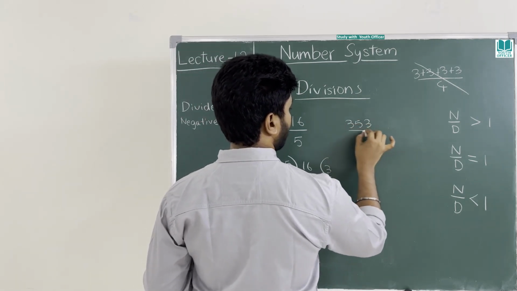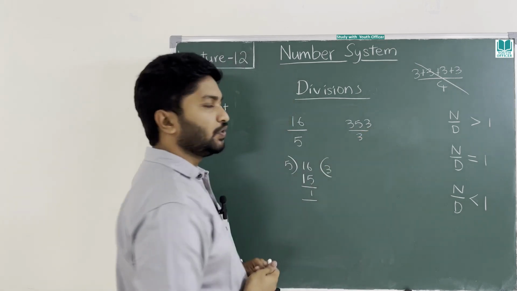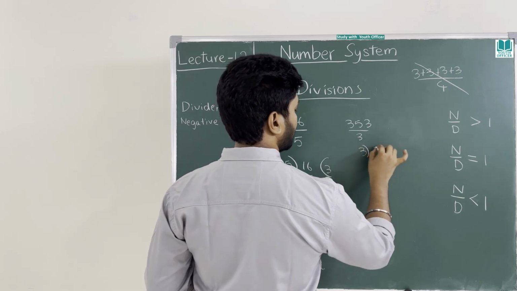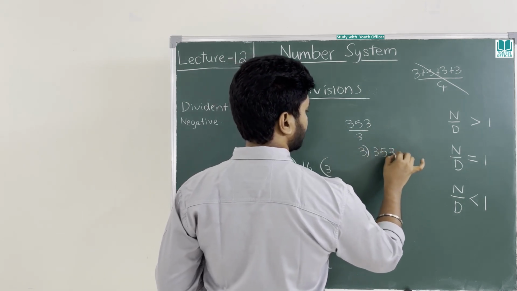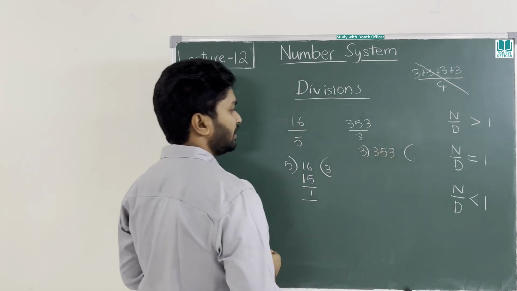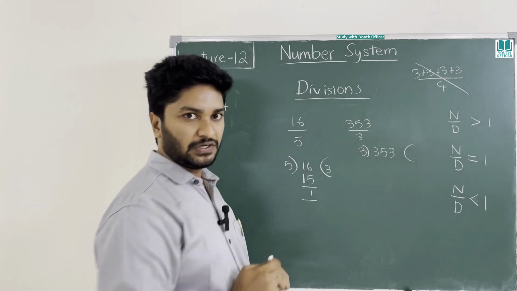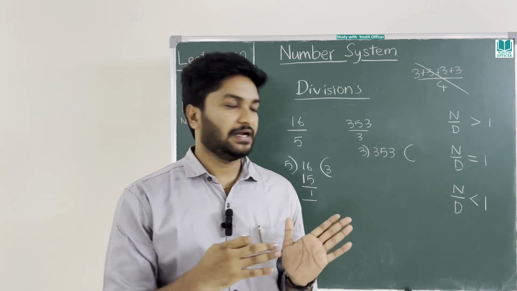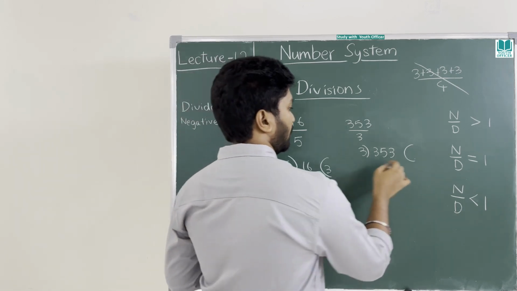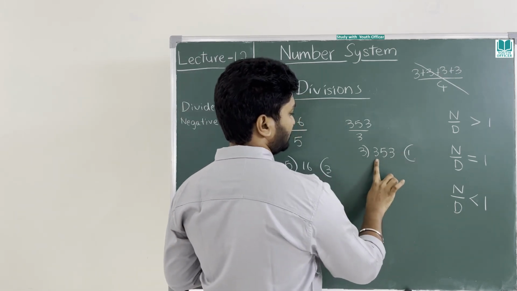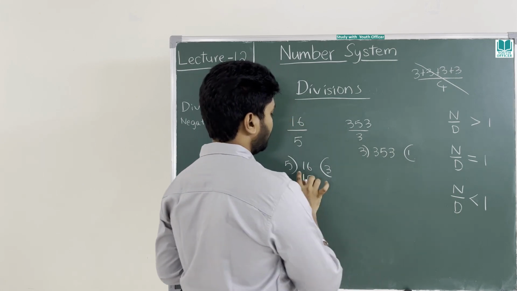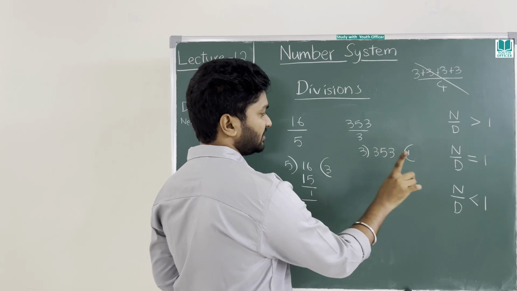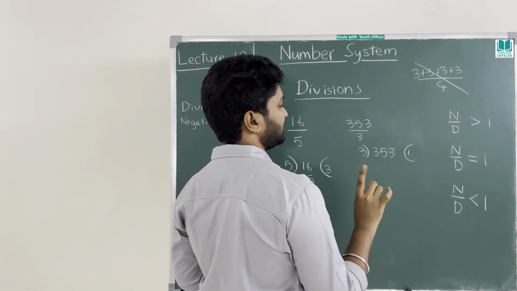Cool. And if you take a higher number, let us take 353 by 3. How do you do divisions for this? You take 3 here, 353 here. You go from the left side, I told you. Divisions, you have to go from the left side. First you have to see whether one digit is enough or not. Here one digit is sufficient. If not, you have to take two digits in a single shot.